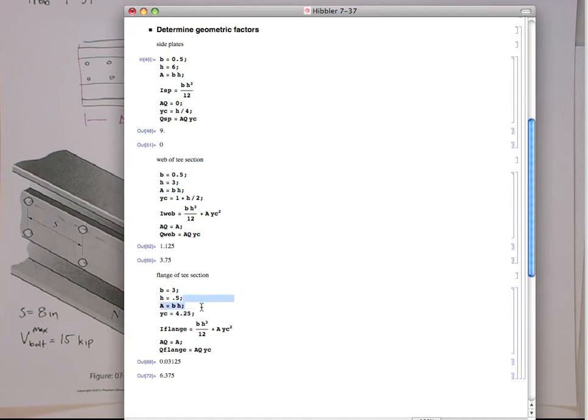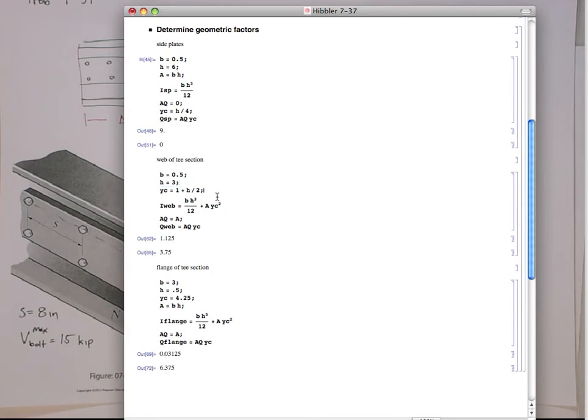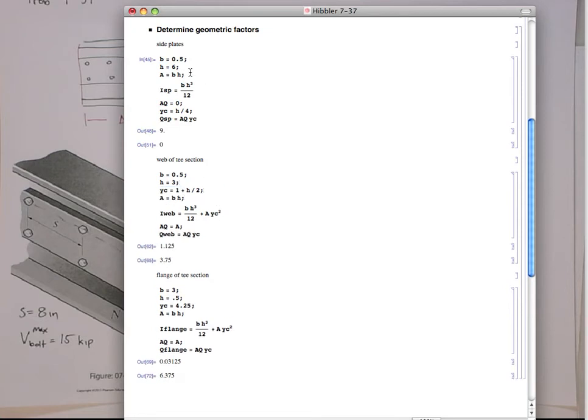Actually, I should probably rearrange these. Put all the input stuff up first, and then the automated calculations go afterwards. That's always a decent way to consider doing it.